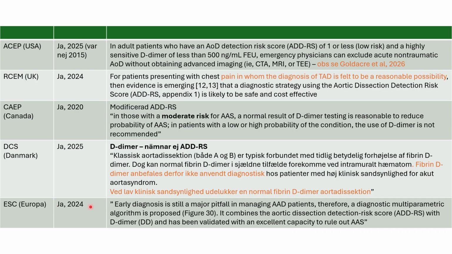And then the ESC in Europe. Early diagnosis is still a major pitfall in managing ADD patients. Therefore, a diagnostic multiparametric algorithm is proposed. I'll show you that as well. It combines the aortic dissection detection risk score, ADDRS, with the D-dimer and has been validated with excellent capacity to rule out AAS. I don't know where they have this excellent capacity from.